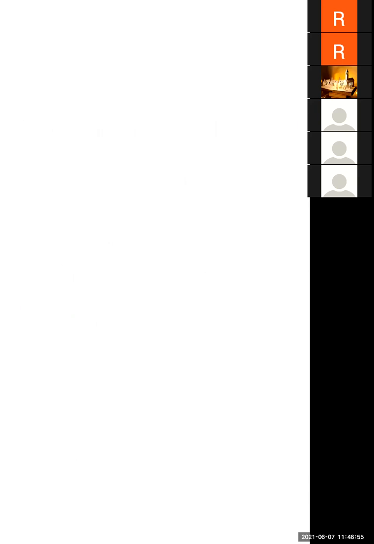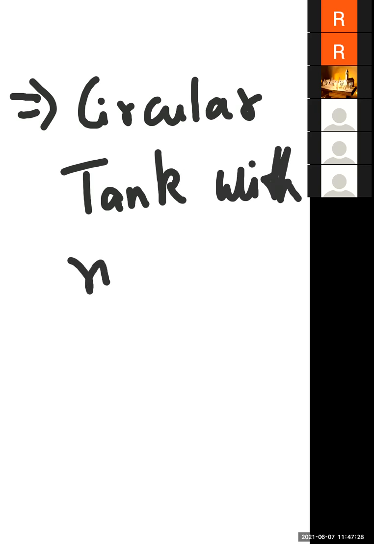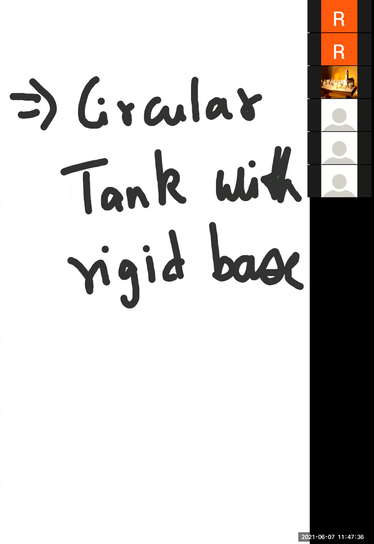And the second type of circular water tank according to their base design is circular tank with rigid base. Right?